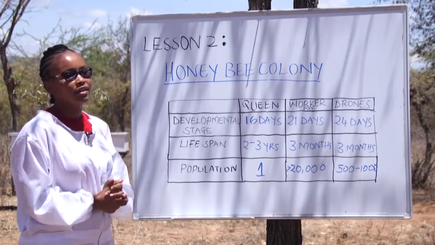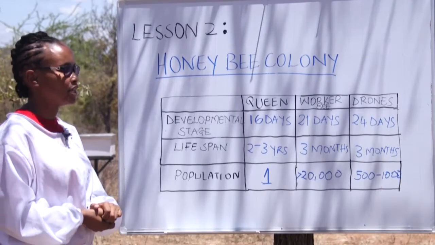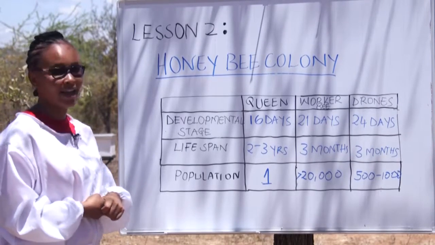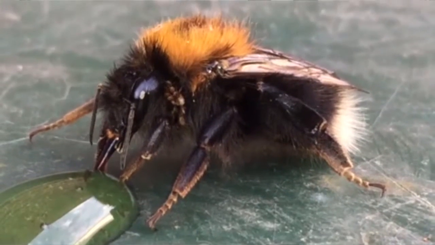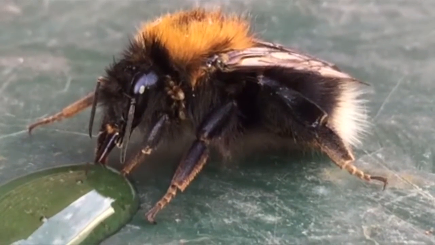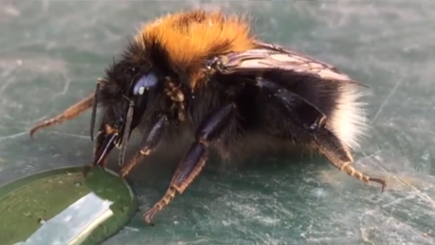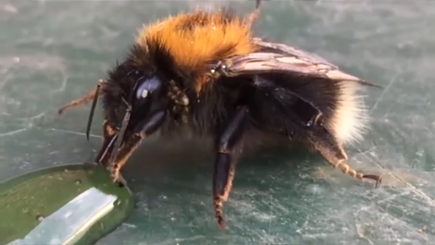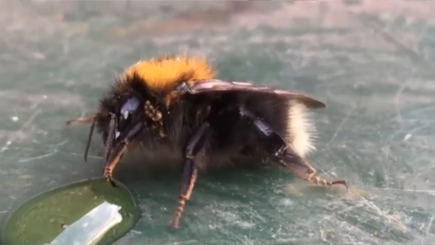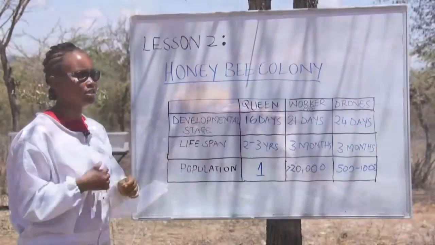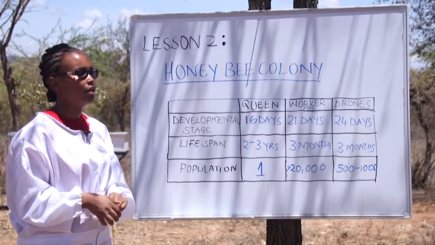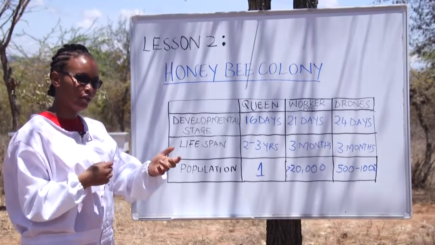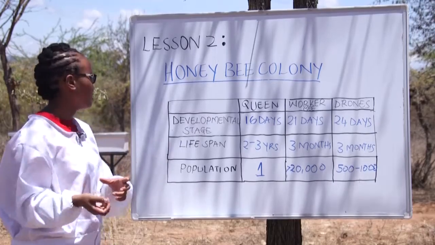She's the only fertile member, and she can lay up to 22,000 eggs per day. She lives for between 2 to 3 years, so she lives longer than the other bees. It is essentially known that the reason she lives longer is that when she's young, she's fed on royal jelly, and royal jelly is what makes an egg into a queen or into a worker bee.